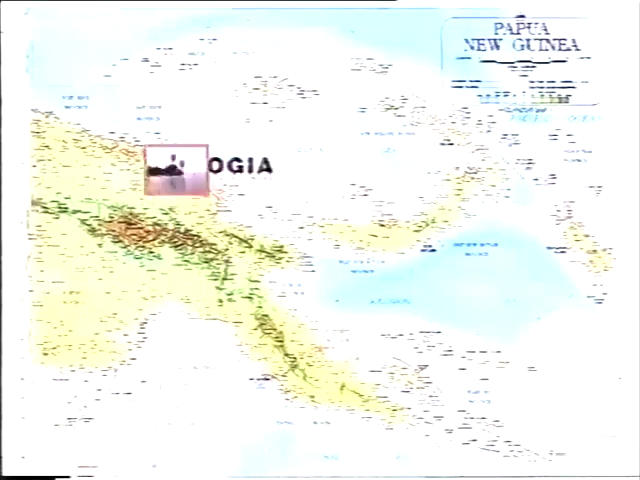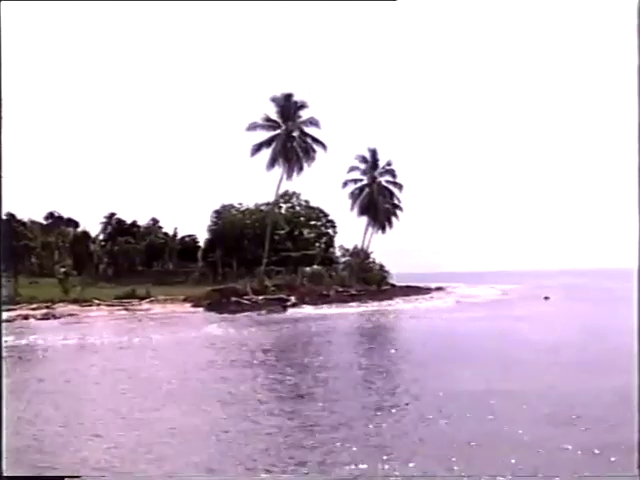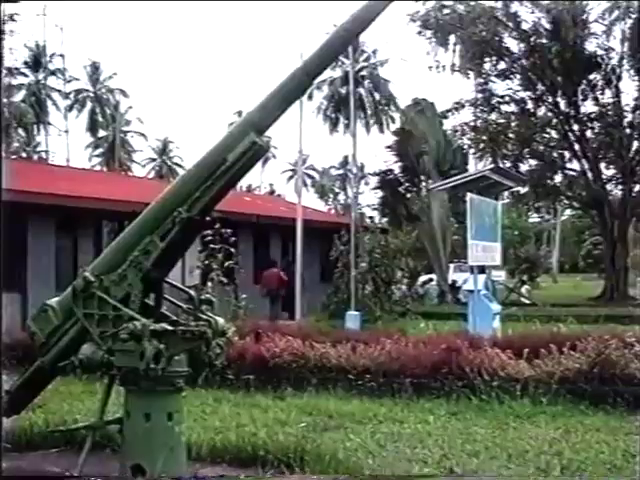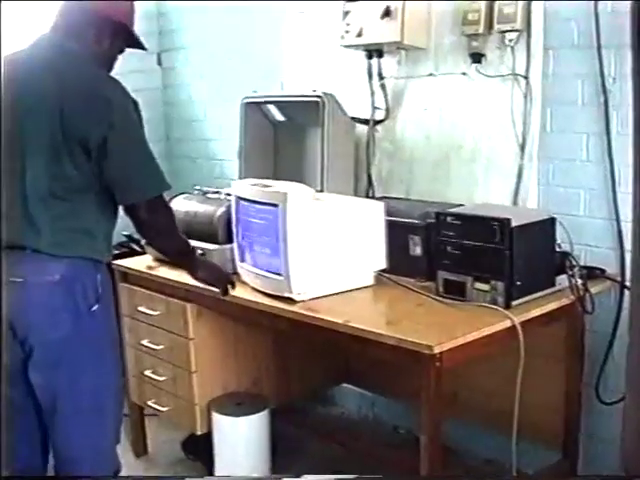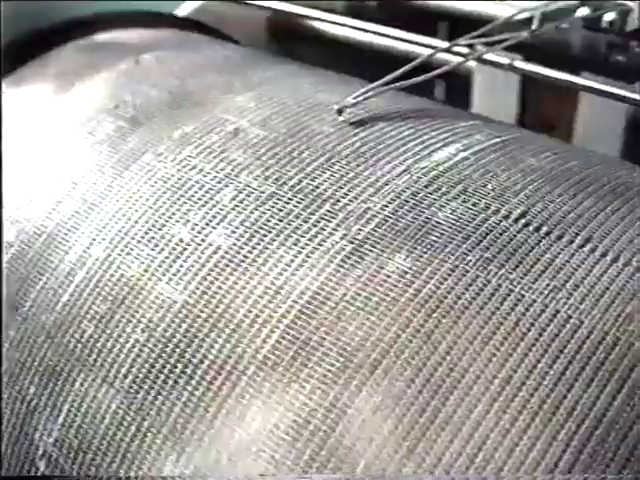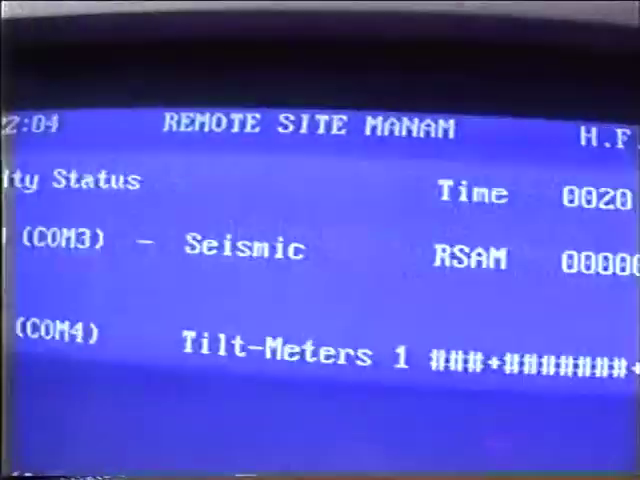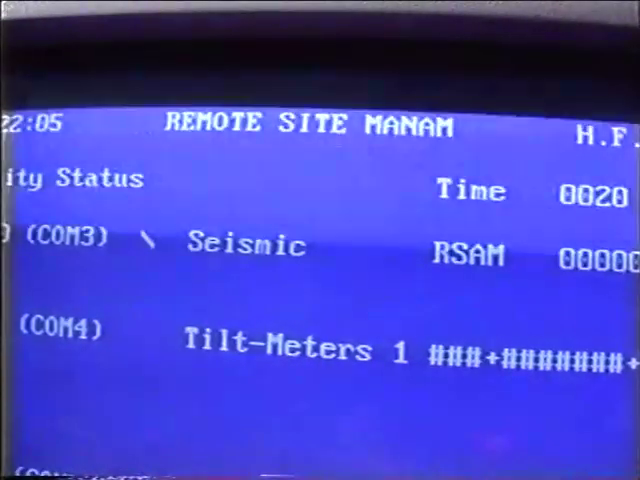Bogia is situated northwest of Madang. Simon recently travelled to Bogia to service monitoring equipment installed here. The recording station at Bogia monitors the Manam volcano.